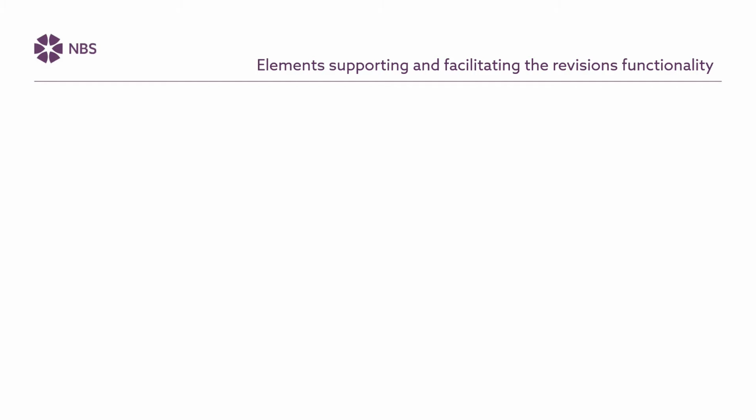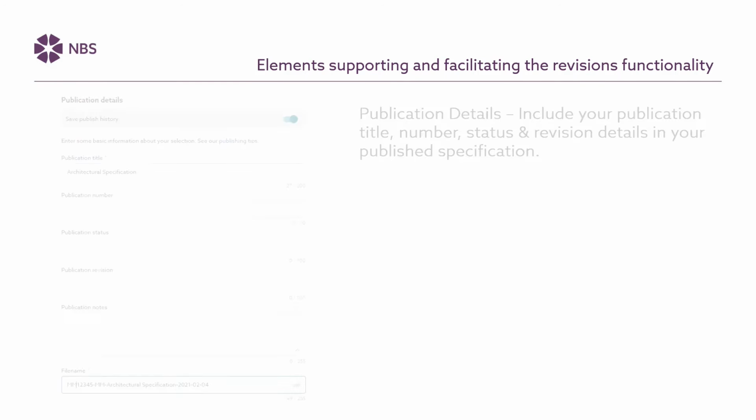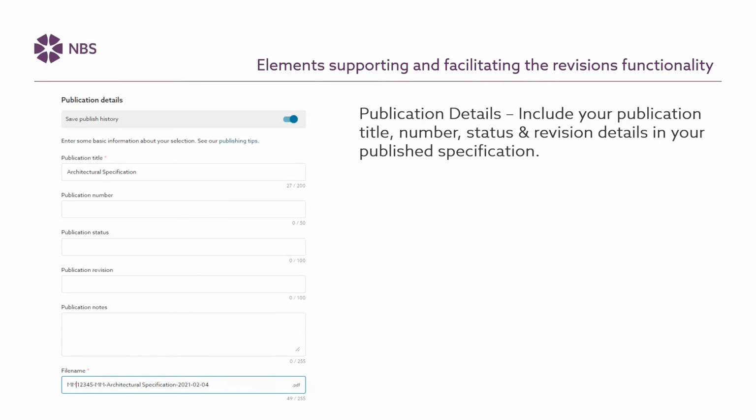So I'll quickly overview some elements which facilitate the revisions functionality. You have the ability when publishing your specification to include revision or publication information, such as title, number, status, and revision. These are included on the cover page of the default NBS published output and can be placed anywhere within a custom style sheet output. You can also include internal notes about the version you're publishing.